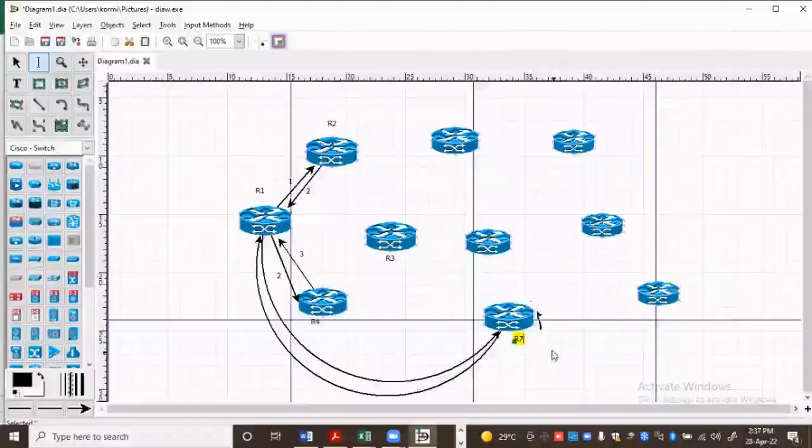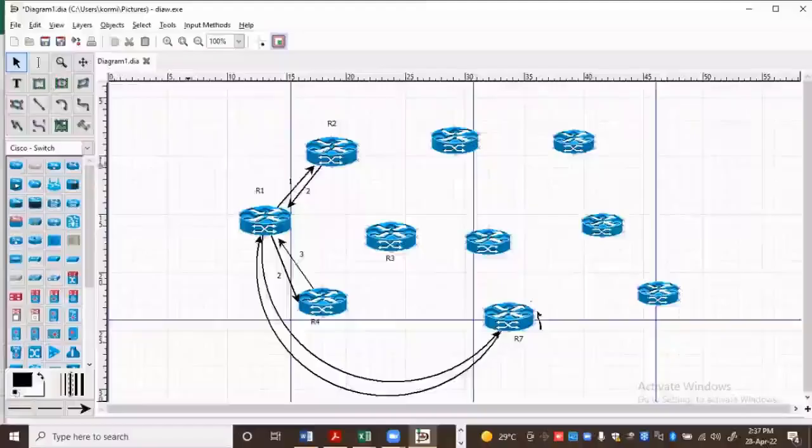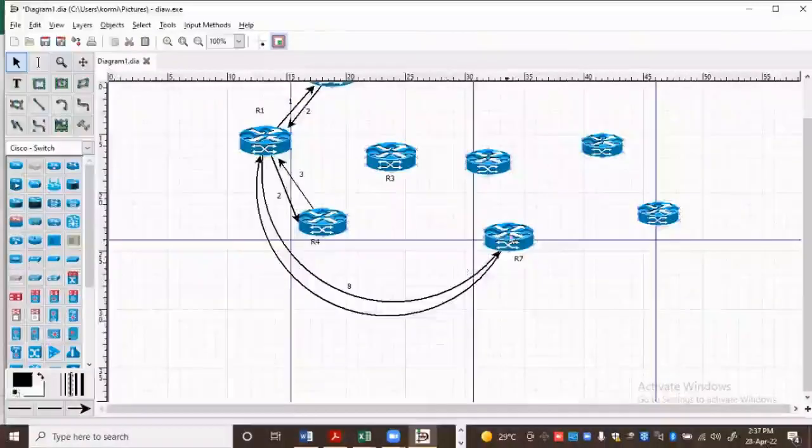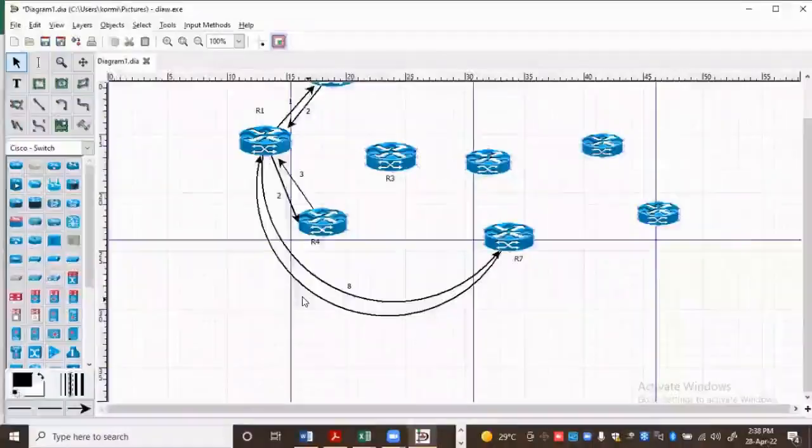And so 1 to 7 had what? What was the cost metric? It was 8. 1 to 7 is 8. So we put an 8 over here. And then from 7 back to 1, it was 10, right? It was 10 right there. So 1 and 0, I hope I'm right about that. Yeah, that's 1 and 0, 10. So just put 10 down here.